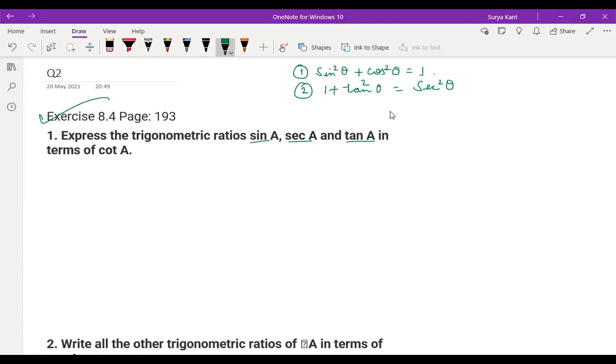Okay, fine. So the third one is 1 plus cot square theta is equal to cosec square theta. So this way we try to convert these things. Okay. So how can we convert this sine A into cot A? Do you know, Samarth? How to convert this sine A into cot A form? Any trick you know to convert sine into cot?